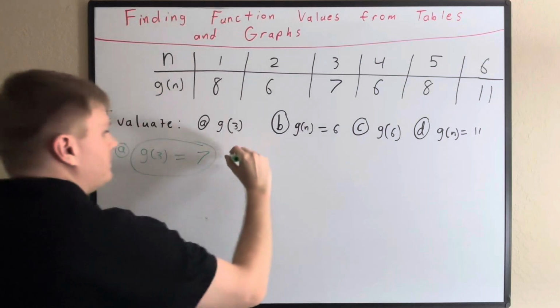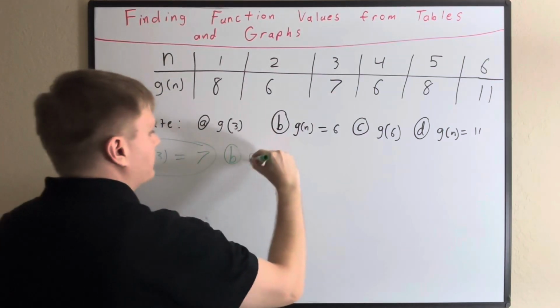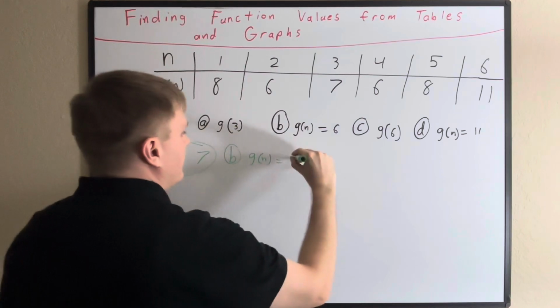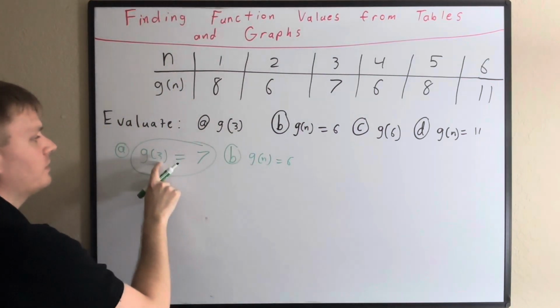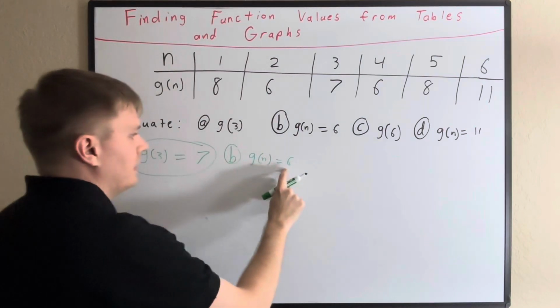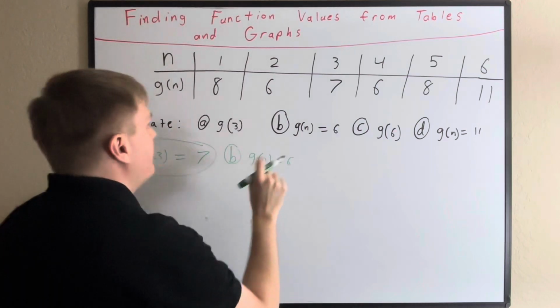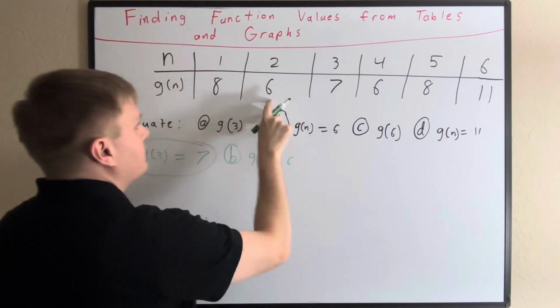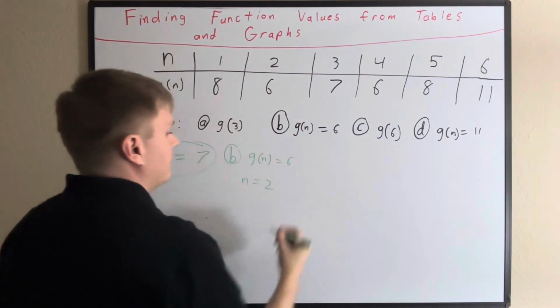All right, next one. B. G of n equals 6. Okay, now they're asking for something completely different. They put the 3 in for n here, but they didn't put any number in for n here. They just said the whole thing is equal to 6. That means we're looking for g of n equals 6. Aha! So n equals 2, right? That's our answer?